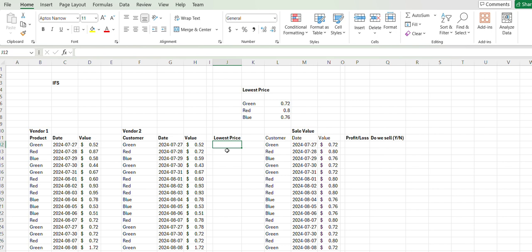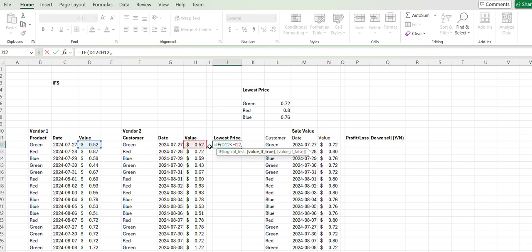So this is where the ifs come in. So we want this column to be populated by the lower of the two columns here for the value column. We're going to set it up like this. Equals if. So if vendor 1 is less than vendor 2, then who do we want to go with? Vendor 1. Otherwise, vendor 2.